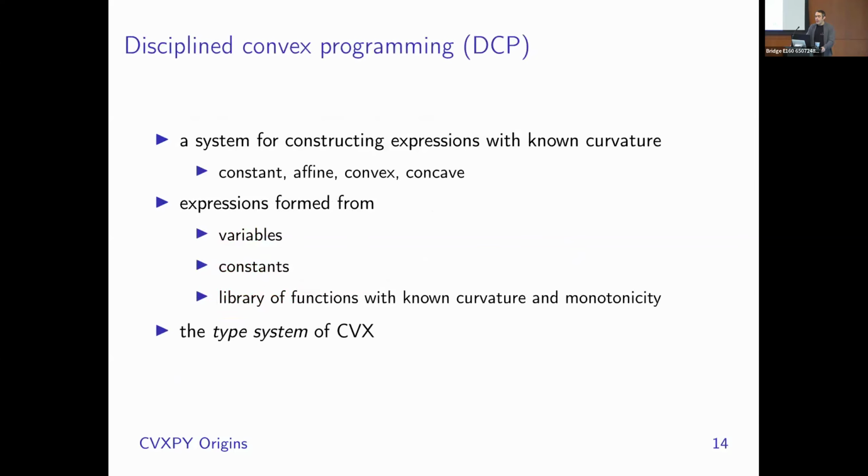Michael Grant, in the course of developing CVX, developed this idea of disciplined convex programming, which I think of as the type system for this domain-specific language. Essentially, it's a type system that verifies the convexity properties of the functions. It's a sufficient condition for convexity, but not necessary. But it's not restrictive in practice. It's a really nice design that has worked very well.